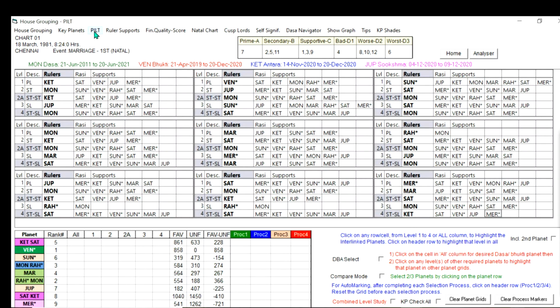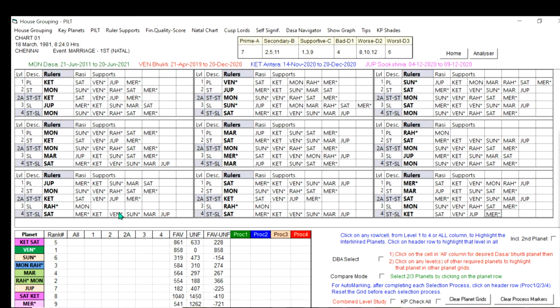If I click this button PILT, you can find all 9 planets and their rulers: planet, star lord of the planet, sub lord, and star lord of the sub lord. All planets from Ketu to Mercury. For each planet, their rulers are given, and each ruler's Rasi Lord, and the planets which are connected to that ruler by way of conjunction, aspect, indirect conjunction, and some other connection. They are called supports. Those planets which are connected to that ruler are given under supports. This way, all 9 planets' rulers are given in a single page.